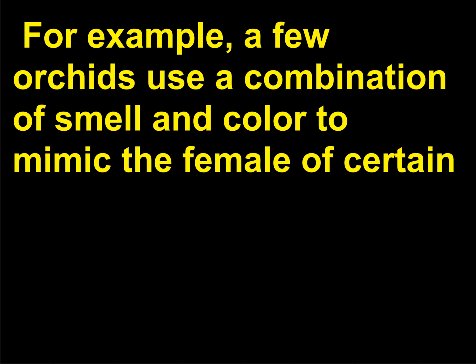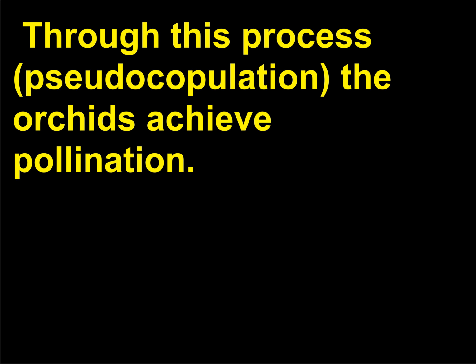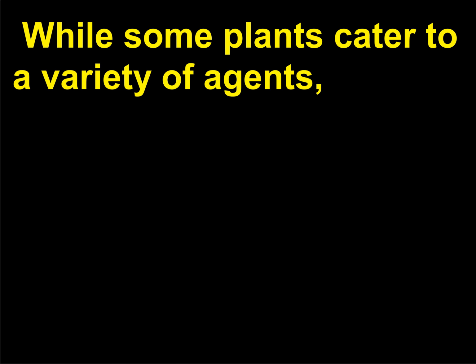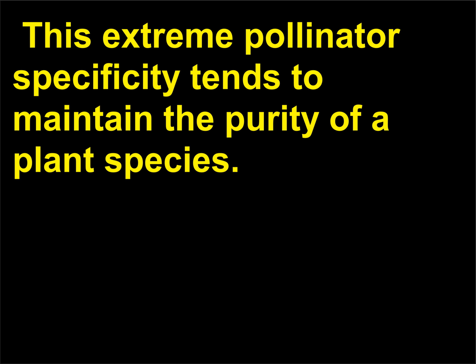For example, a few orchids use a combination of smell and color to mimic the female of certain species of bees and wasps so successfully that the corresponding males will attempt to mate with them. Through this process, pseudocopulation, the orchids achieve pollination. While some plants cater to a variety of agents, other plants are very selective and are pollinated by a single species of insect only. This extreme pollinator specificity tends to maintain the purity of a plant species.